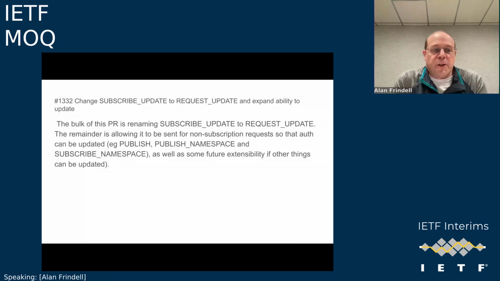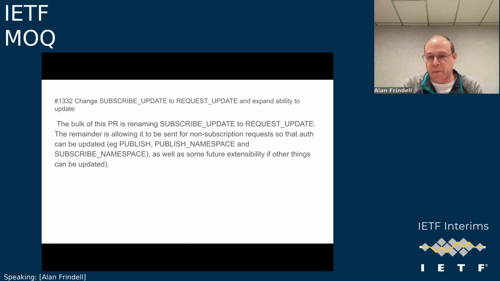Okay. 1332. This changes from subscribe update to request update and expands what you can update. So the bulk of this PR is just renaming this message. And then the remainder of it is allowing it to be sent for non-subscription requests. The driving use case here is that you can update auth for publish namespace and subscribe namespace. It also provides an extensibility hatch: if there's something else about non-subscription requests that makes sense to update later, then you can use this message to do that.